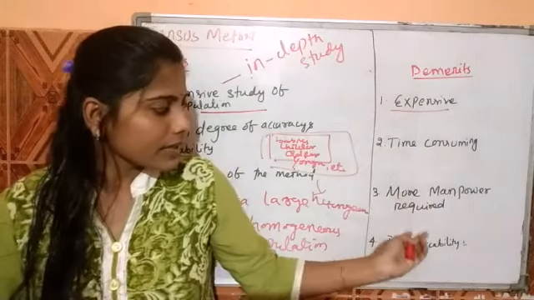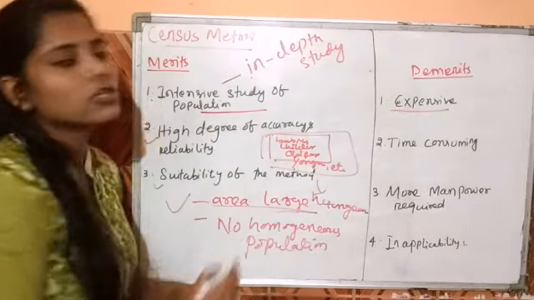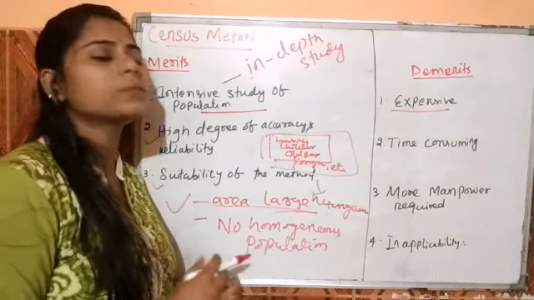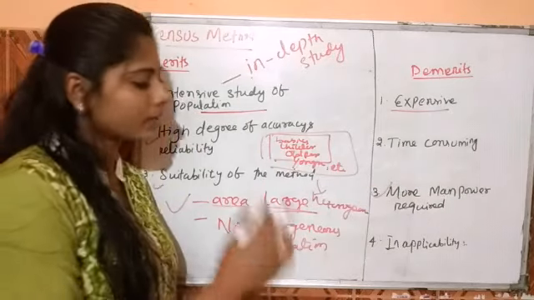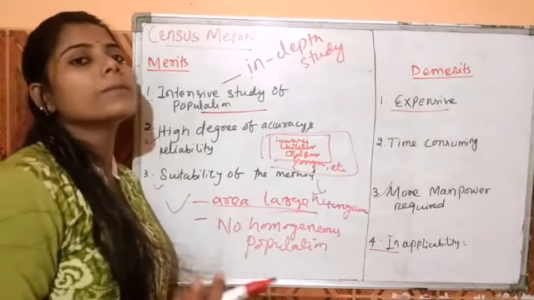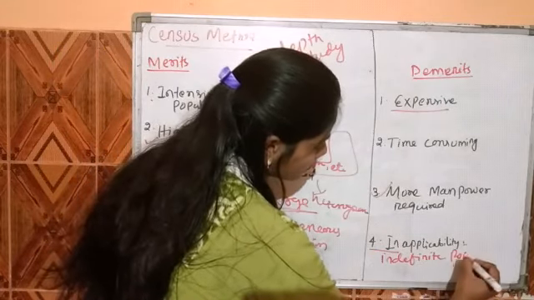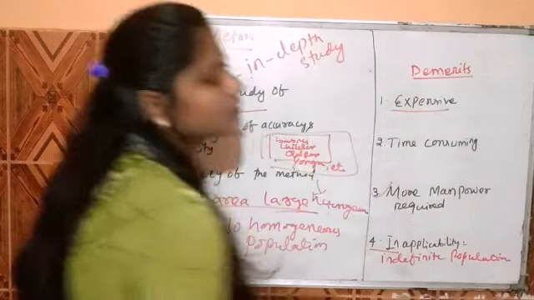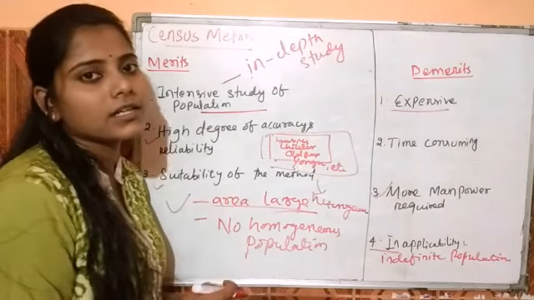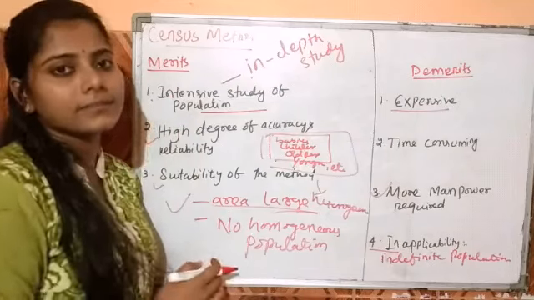Next is more manpower required. As we know that the area of investigation is large, one person cannot collect the whole population's data. For this purpose more manpower is required. Then last is inapplicability. Inapplicability means this is not suitable for an indefinite population. That means if we study, for example, the destructions in the country, then this method is not suitable. So these are basically the merits and demerits of the census.